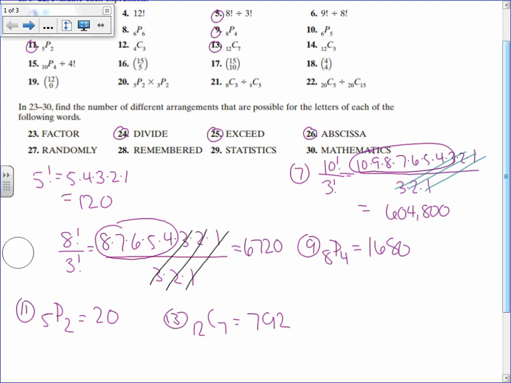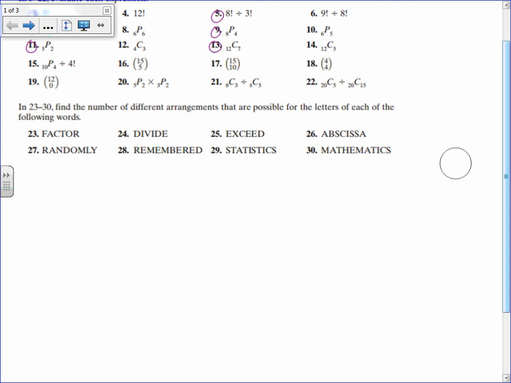I'm going to erase this stuff. And we're doing 23 through 26. So the first row down here, this is asking for all the different number of arrangements. Remember, arrangements means order matters. So that means we're going to do a permutation.